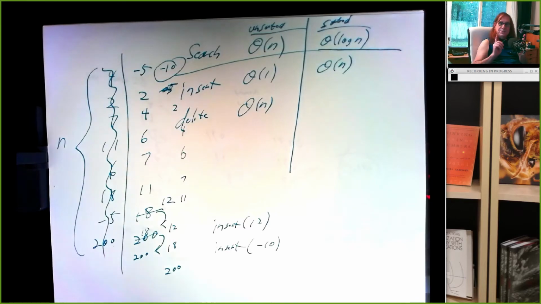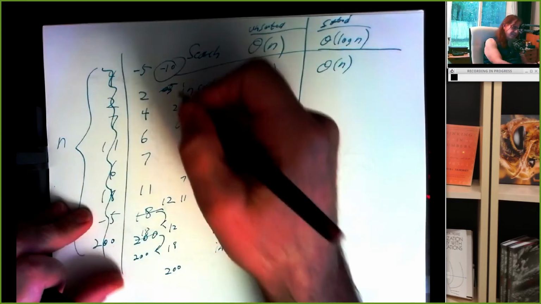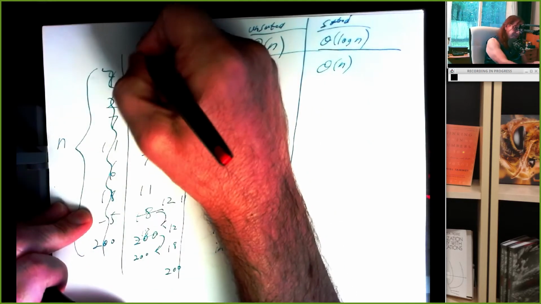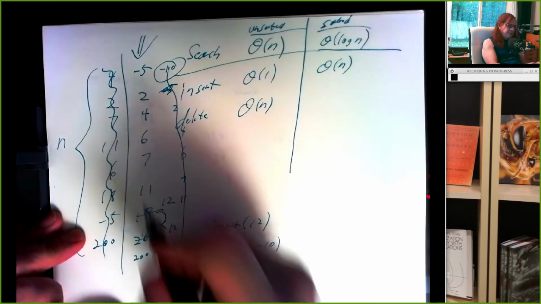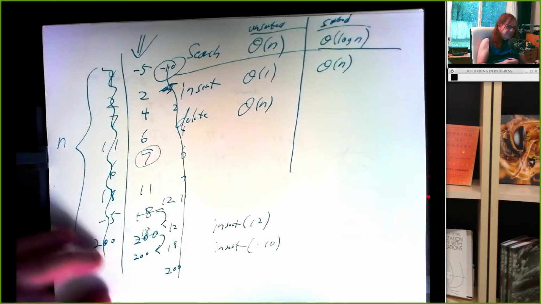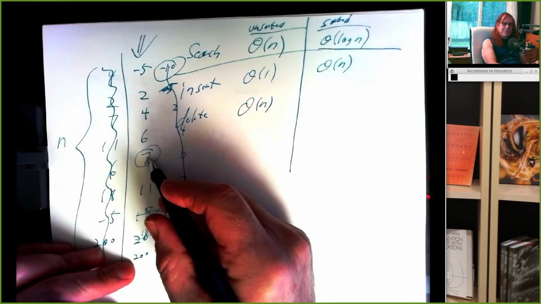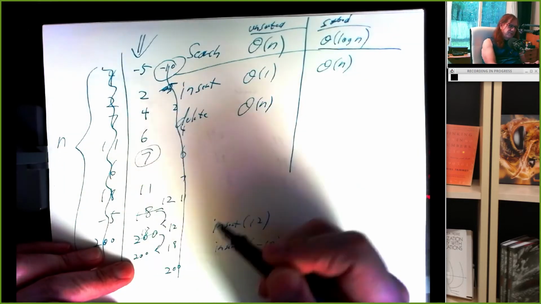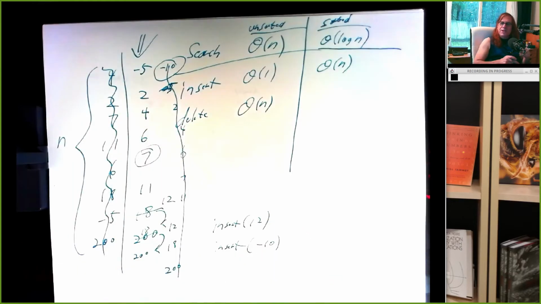And deletion is the same problem. If I want to delete, let's just go back to this version right here. Let's say I want to delete the 7. Well, I can no longer do that slick trick of just taking the last thing and putting it in there. That was our order 1 delete. But I can't do that because my array will be out of order.